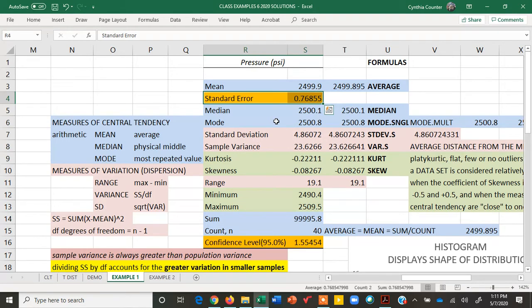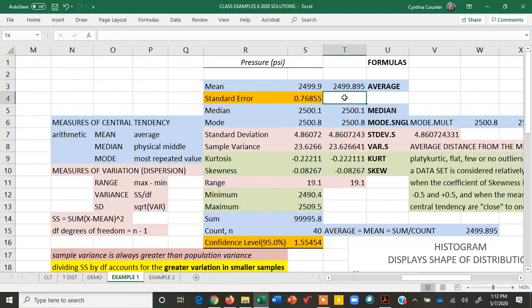So standard error is always smaller than the standard deviations of the populations from which they're drawn, right? The populations are for the individuals. The sampling distributions are for sample statistics, which are averages for groups. And so when you're taking groups, you're going to have less variation in the averages than you actually have with the individuals in a population. So the standard error will always be smaller than the standard deviation of the population from which it is drawn. The standard deviation of the population is estimated here, this 4.86.